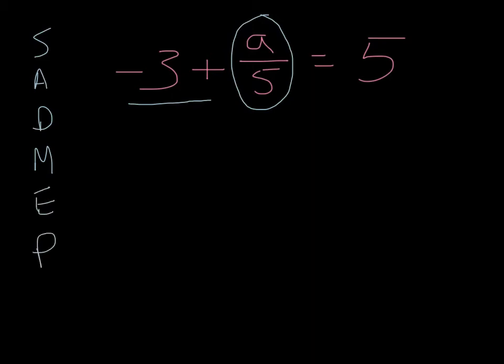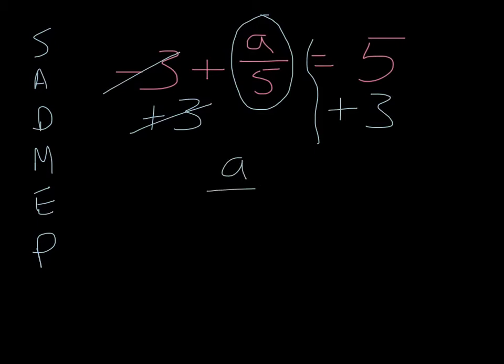We're going to deal with the addition part first for this problem. How do I get rid of a plus negative 3? I'm going to add positive 3 to this side and add positive 3 to this side. That gets rid of those 3's, and we're going to be left with a over 5 equals 8. 5 plus 3 is 8.